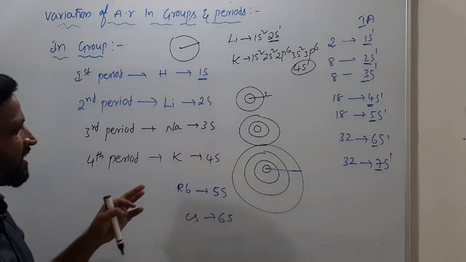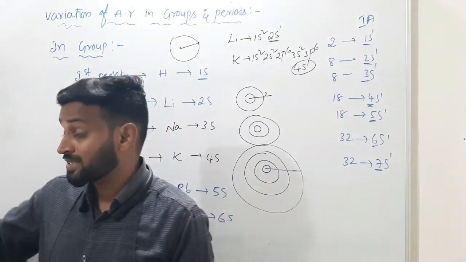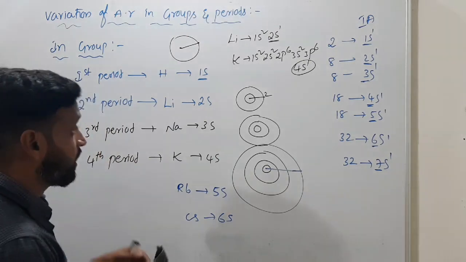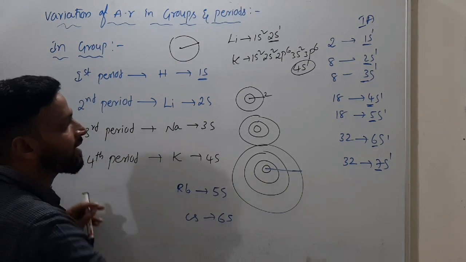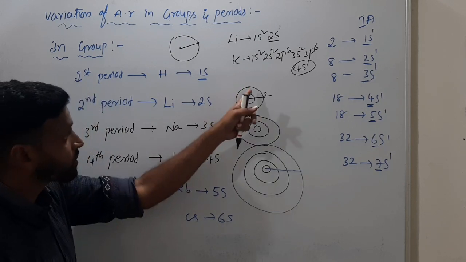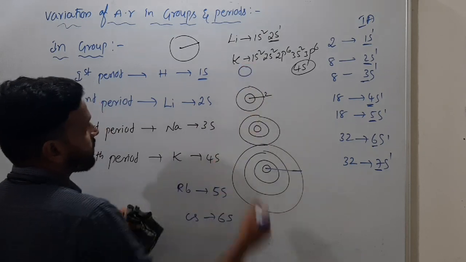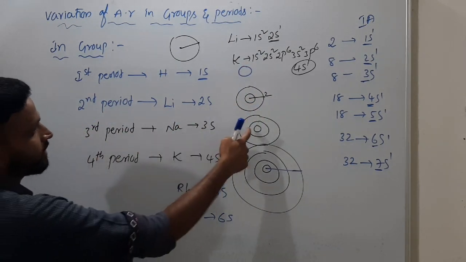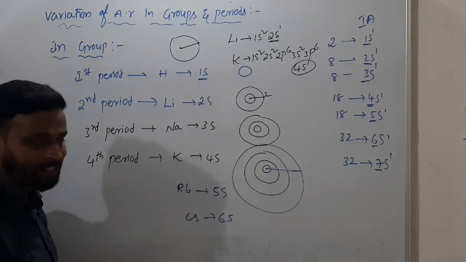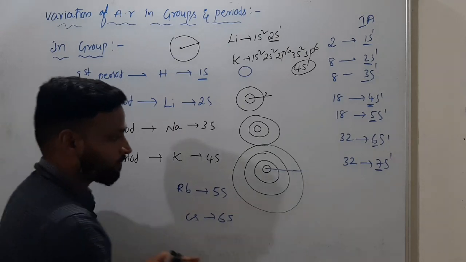So why are you saying this stupid information? No, it's not stupid information. This is absolutely important information. As you go down, new shells are adding. So here you have only one shell for hydrogen, but in the second period 2 shells, third period 3 shells, fourth period 4 shells, very clear, fifth period 5 shells.